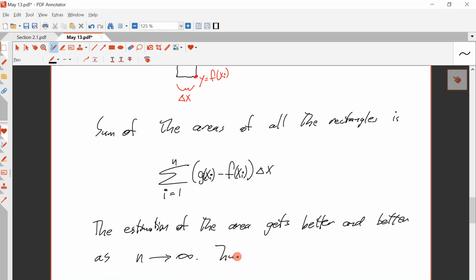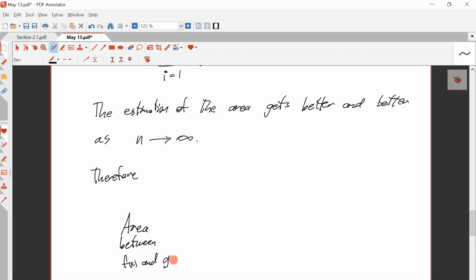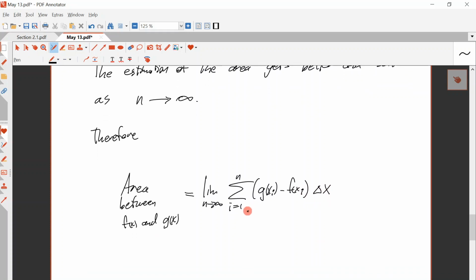Thus, therefore, the area between f of x and g of x is equal to the limit as n goes to infinity of the sum, i equals 1 to n, of g of xi, the top curve, minus f of xi, the bottom curve, times delta x.